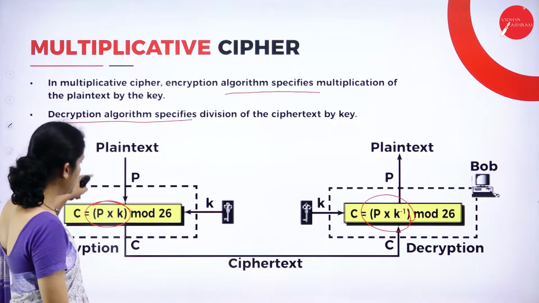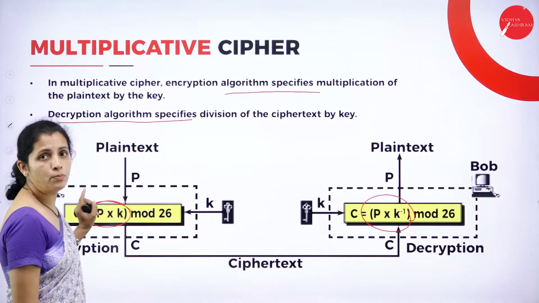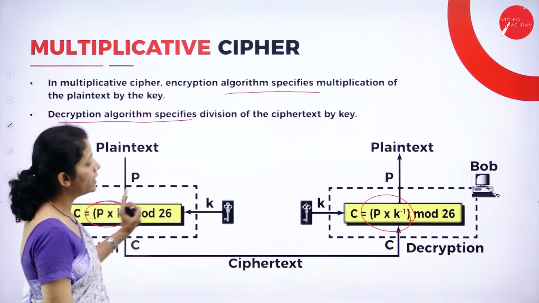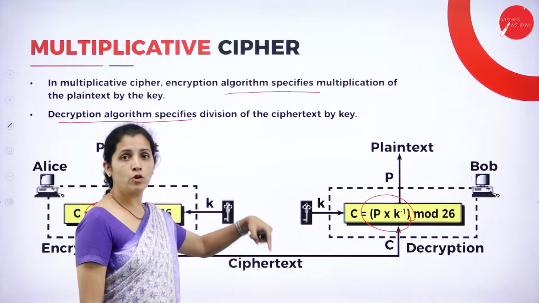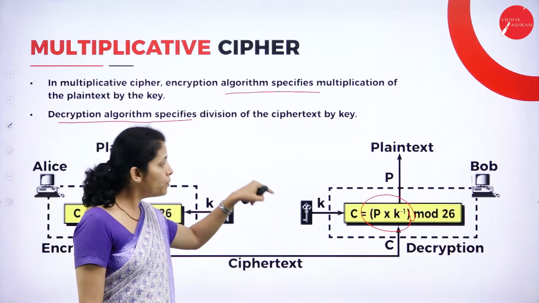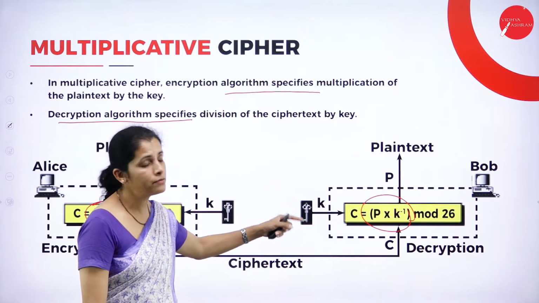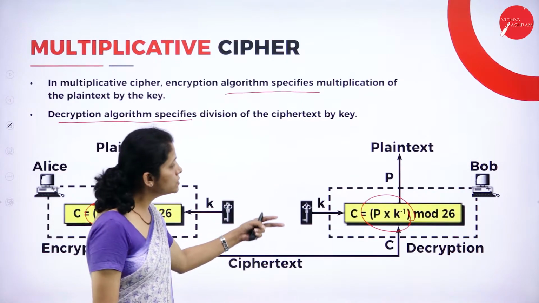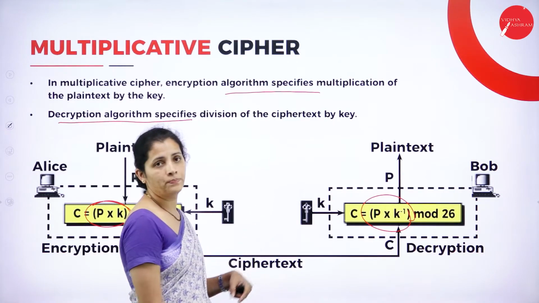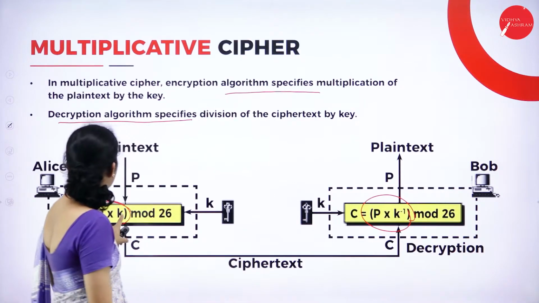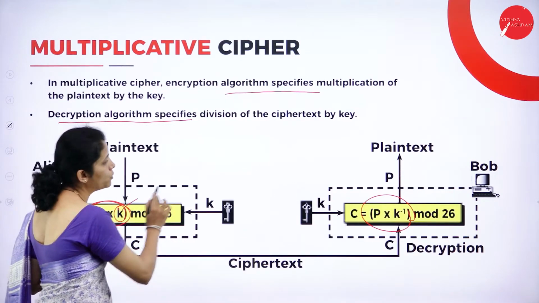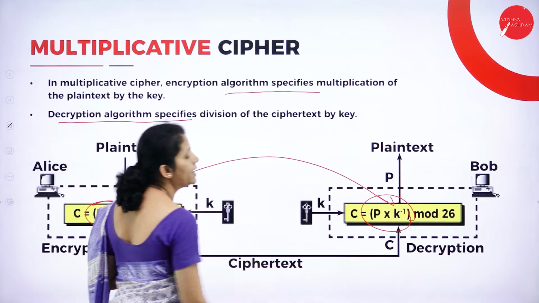That means at the sender side, I'm going to perform multiplication, and at the receiver side, I want to perform division. But to perform division is very difficult. For that, what I will do is take the inverse of that key. So here, whatever key I have, I'm going to consider the inverse of that key.